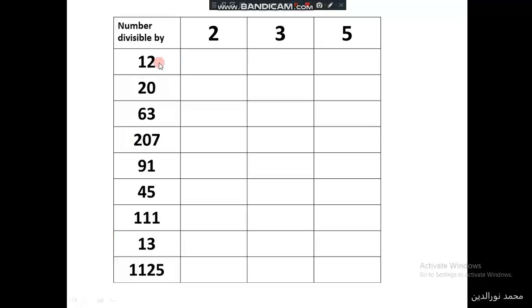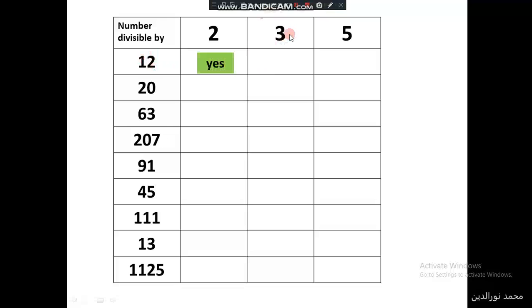So we have put the numbers in branch A in a table just like this, and we want to know if each number is divisible by 2, 3, or 5. Just put yes or no. Is 12 divisible by 2? A number is divisible by 2 if its ones digit is even. Yes, 2 is even, so 12 is divisible by 2.